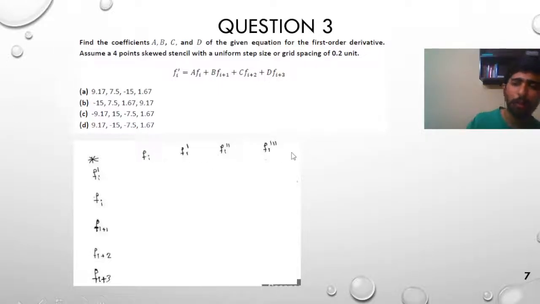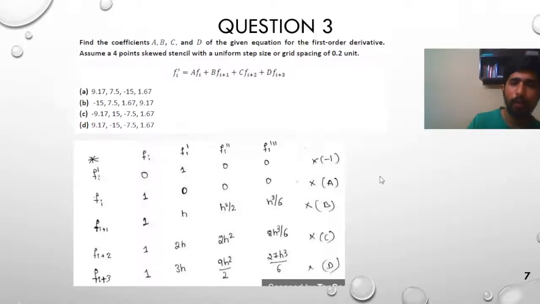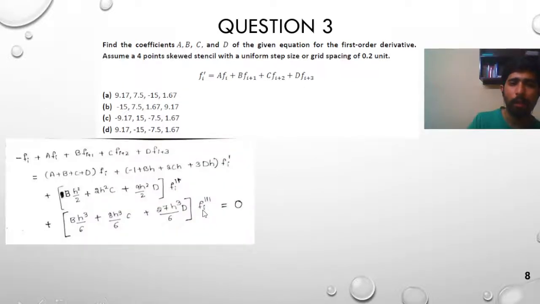Once you figure this out, the other things are easy. They are a repetition of what we did previously. Once you figure out how many columns we need for the Taylor series expansion, fi dash and whatever else is in this equation will be fixed. Now you just fill in this table as usual, like I explained in the last problem, and multiply again by minus 1, since we have to bring it to the RHS. Then you multiply these rows with A, B, C and D respectively for the different stencils. Then you equate the zeroth column with the rest of the columns, 1, 2, 3, 4, and you land up with the equations which you then solve.